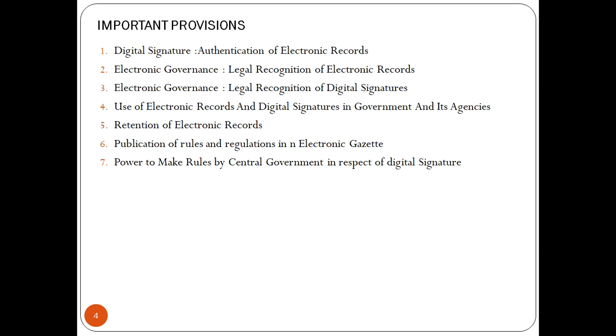Next one, the last one, power to make rules by the central government in respect of digital signature. The central government may prescribe the type of digital signature, the manner and format in which the digital signature shall be affixed, and the manner and procedure which facilitates identification of the person affixing the digital signature. The central government may prescribe the control processes and procedures to ensure adequate integrity, security, and confidentiality of electronic records or payments, and any other matter which is necessary to give legal effect to digital signature. It is under section 10 of the IT Act.